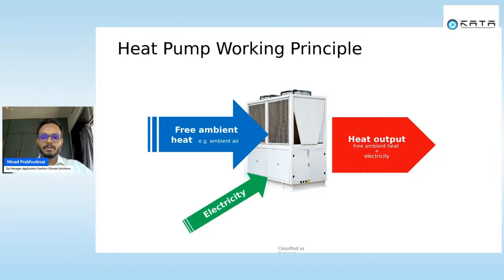The working principle is that the heat absorbed from the ambient is compressed by the compressor and elevated to a higher temperature. For that, the compressor consumes electricity, which we call compressor power, in kilowatts. The total heat rejection of the heat pump is the ambient heat absorbed plus the electricity the compressor is using. So the total heat output of the heat pump is the addition of both.